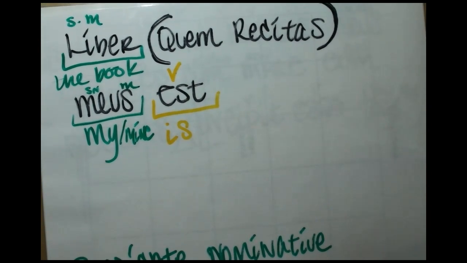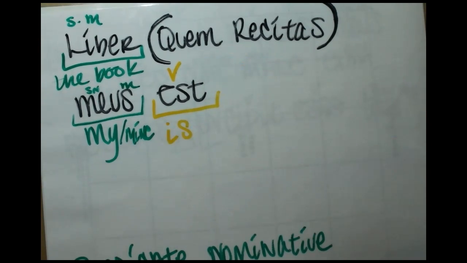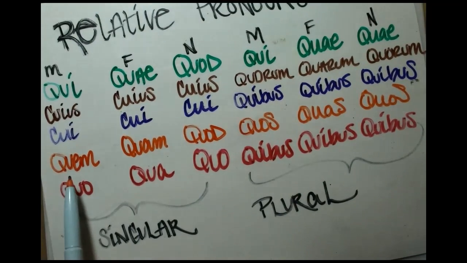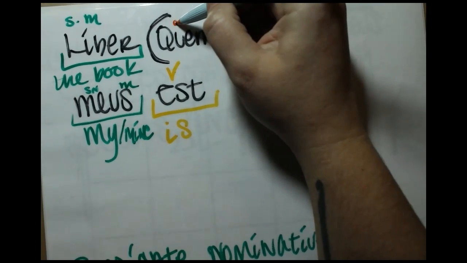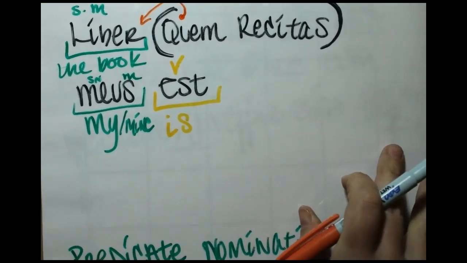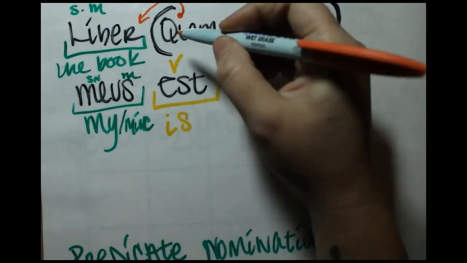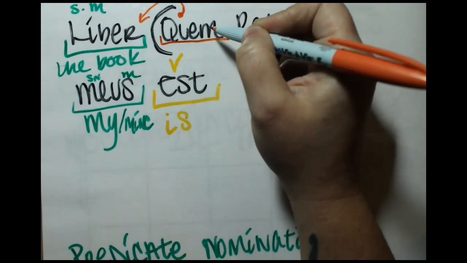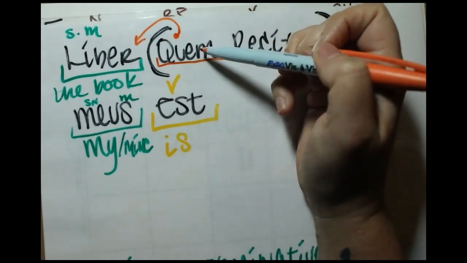The dependent part, the relative clause, is quem recitas. Quem is what case for the relative pronoun here? If we look at our chart, quem is the masculine singular accusative form, which works because the antecedent for the relative pronoun here is liber, is book, and book is masculine. Liber is masculine singular. This is masculine singular. Remember, it does not have to agree in case, but relative pronouns and their antecedents must agree in gender, masculine, masculine.